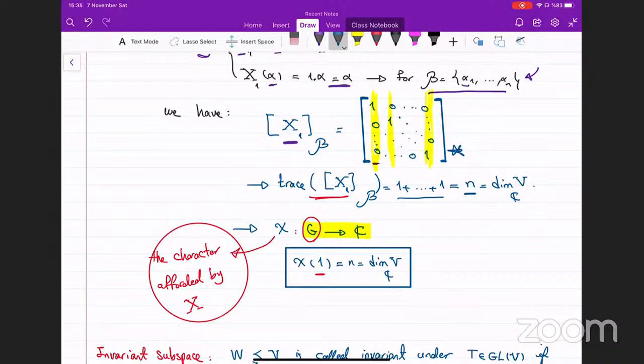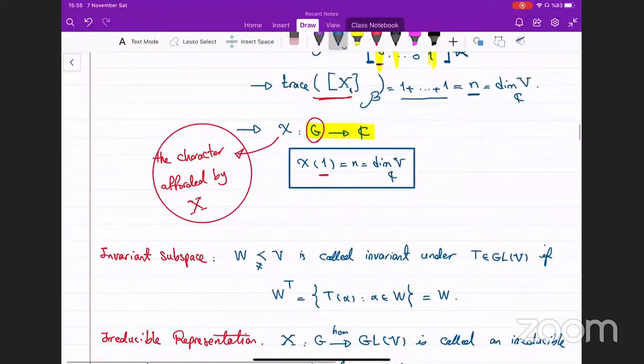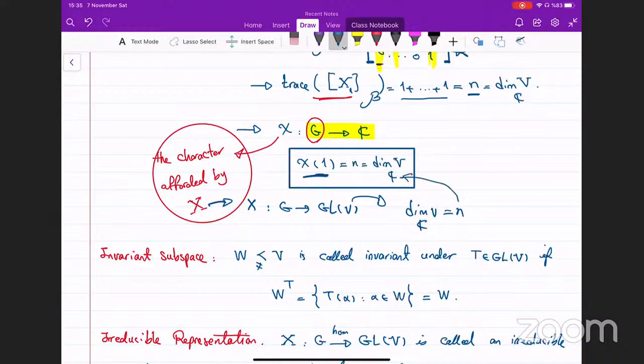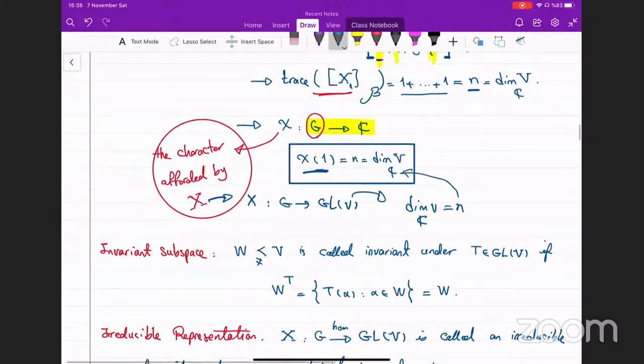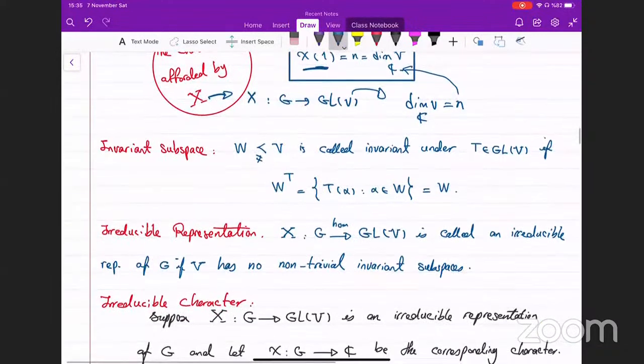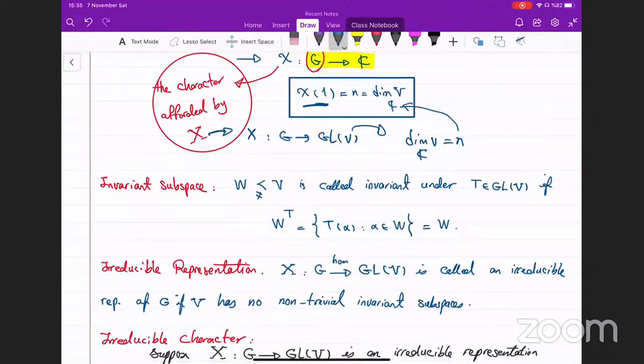So what does it mean? It means if chi is a character afforded by a representation X, where X was the homomorphism from G to GL(V), and V was a vector space such that the dimension of V as a vector space over C was n, then chi of 1 is exactly the dimension of this vector space. So in particular, if you are working with vector spaces of dimension 1, this chi of 1 is already 1, which is called a linear character.